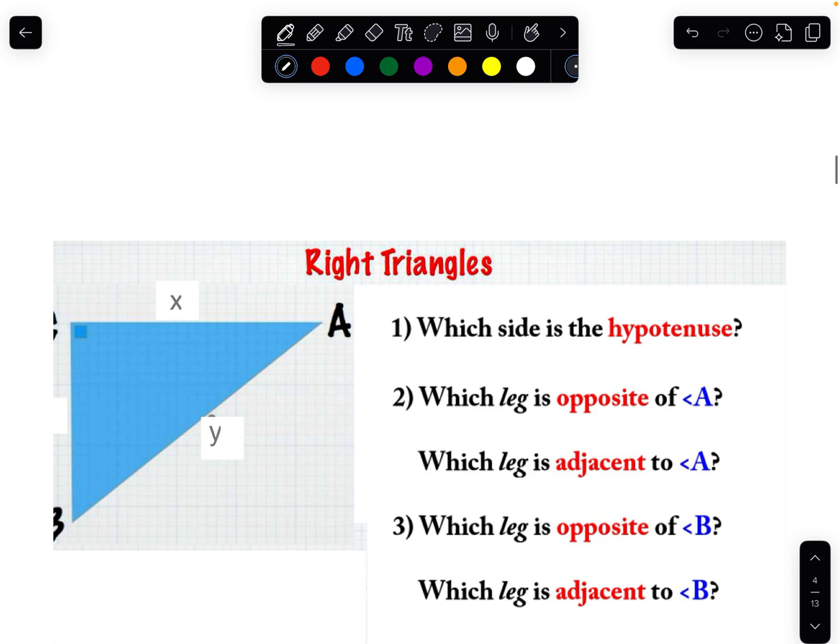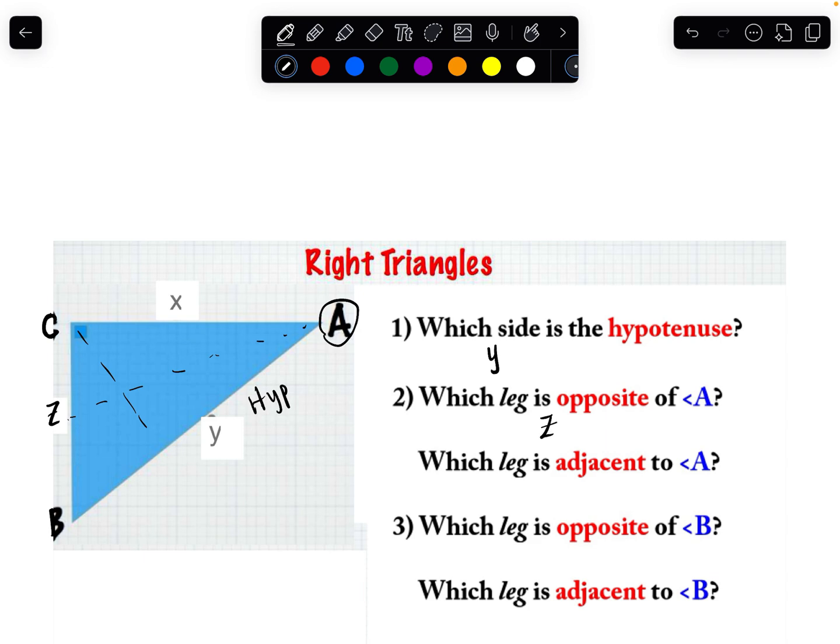So if we look here, part of this got cut off, that's C and B. So which leg is the hypotenuse? In this case, it's leg Y because it's across from the right angle. So we always label the hypotenuse first. And now they want to know which leg is opposite of A. So if I look at angle A and go across the triangle, that's supposed to be a Z. Leg Z is opposite of A.